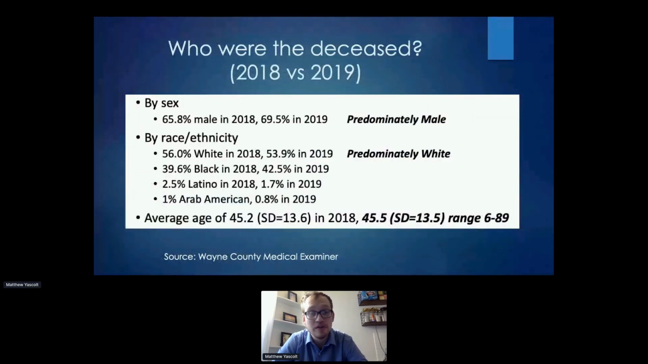So who were the deceased? They were predominantly male, and they were predominantly Caucasian, with an average age, as we stated earlier, of 45.2. That's in the bracket of most at risk, which did increase. We'll look at that in a moment.